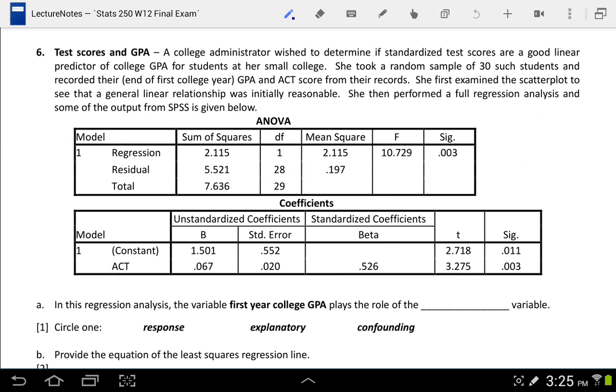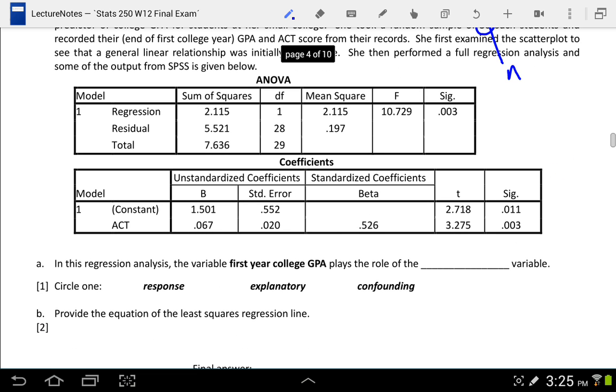Okay, this is question number 6 on the final exam for winter 2012, and we're looking at a regression question. A college administrator wants to determine if standardized test scores are a good linear predictor for college GPAs for students at her college. So we have a random sample of 30 students and recorded their end of first year college GPA and ACT scores. She saw from the scatter plot that a linear relationship was acceptable and produced the SPSS outputs we have here.